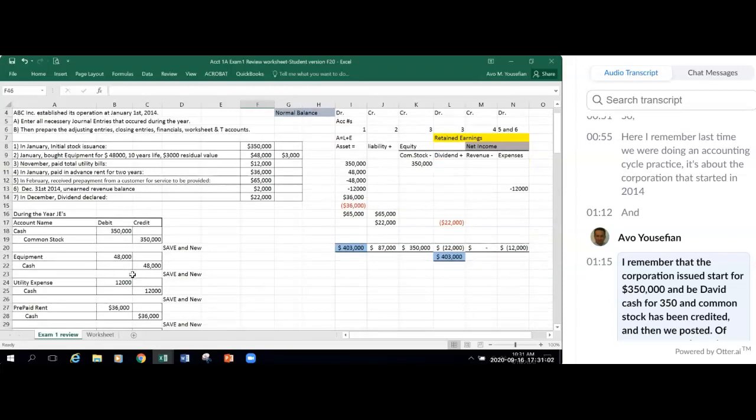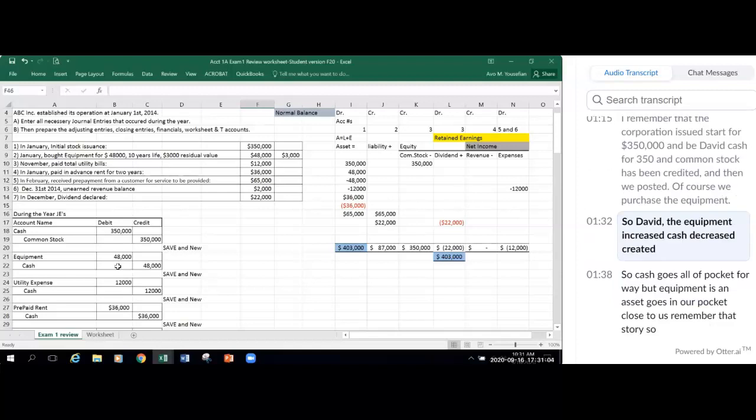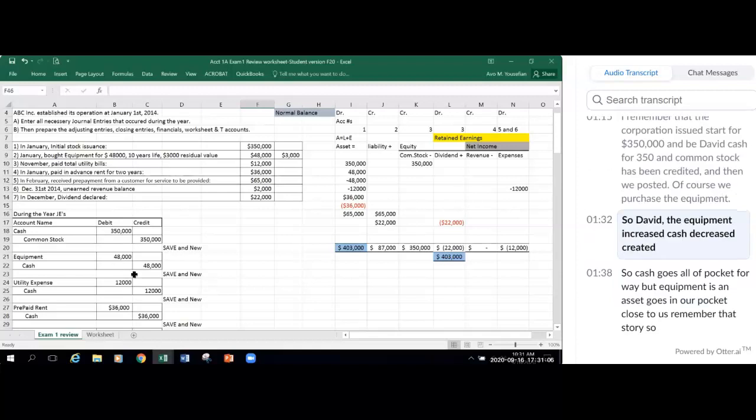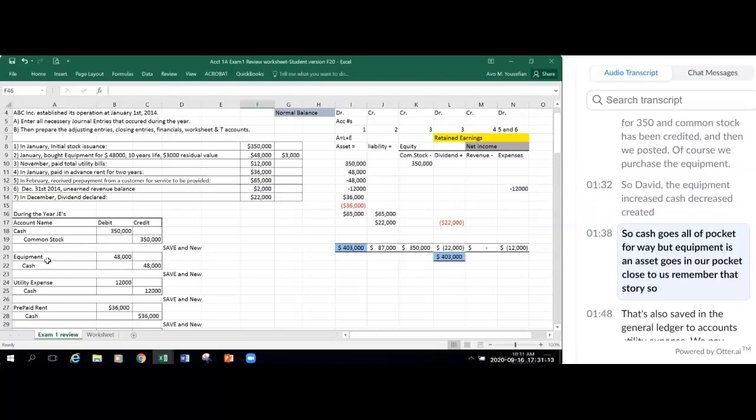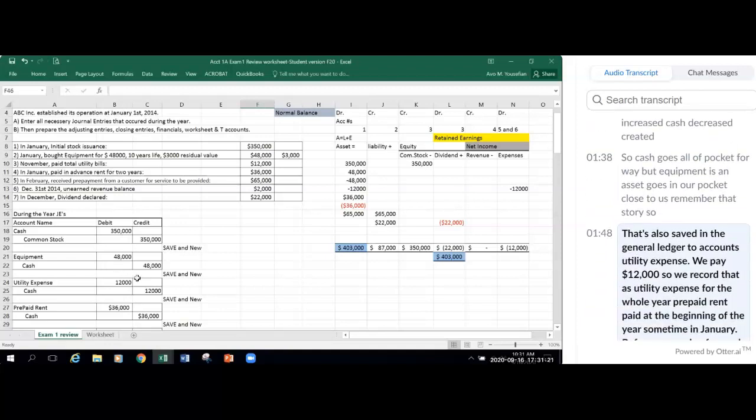We purchased equipment. So debit equipment increased, cash decreased, credit. So cash goes out of pocket, far away. But equipment is an asset, goes in our pocket, close to us. Remember that story? So that's also saved in the general ledger T accounts.